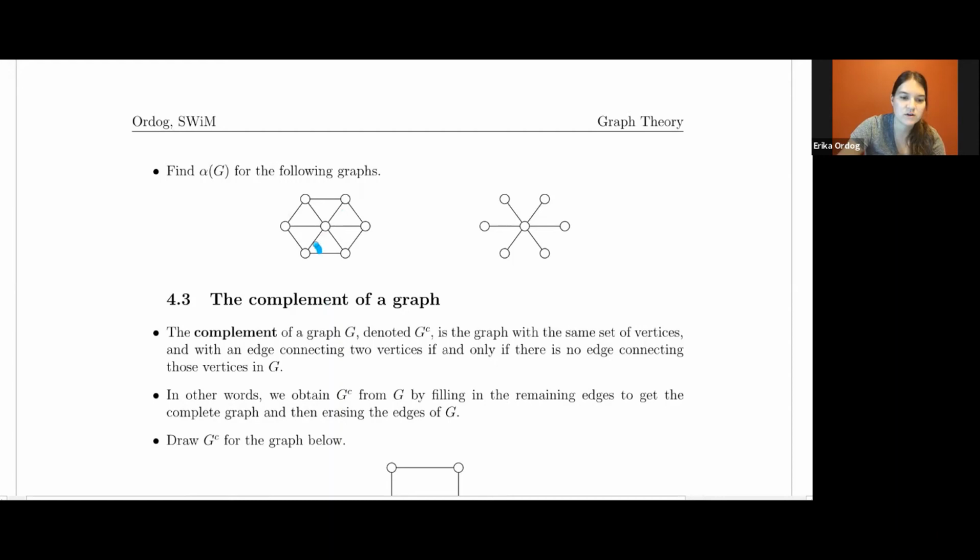So what if we include one of these outer vertices? Then we want to try to find other vertices that are not adjacent to it. Okay, so we can't pick any of these, so we move on to this one. Then we can't pick any of these, but we can pick this one here. So we've found 3. And since this graph has symmetries, this is the biggest independent set. It has 3 vertices in it, so our independence number is 3.